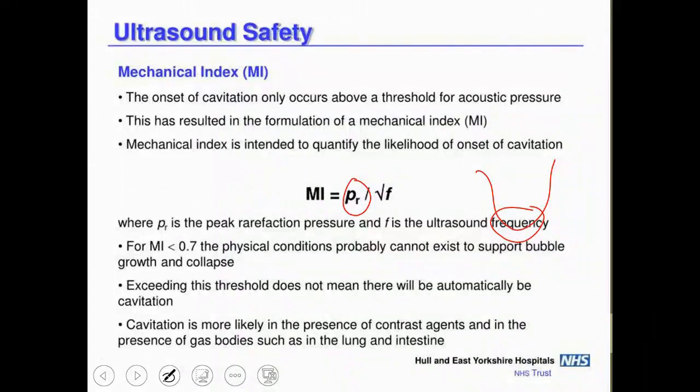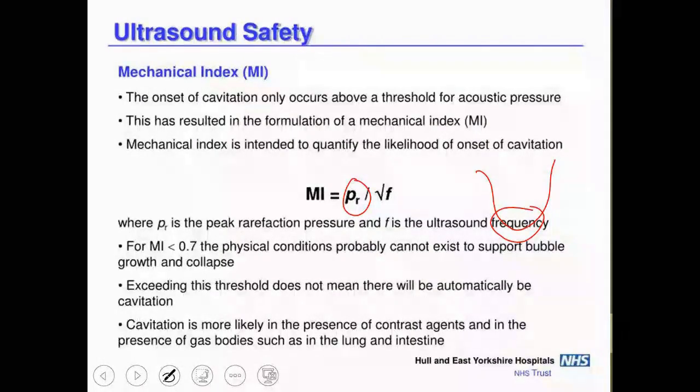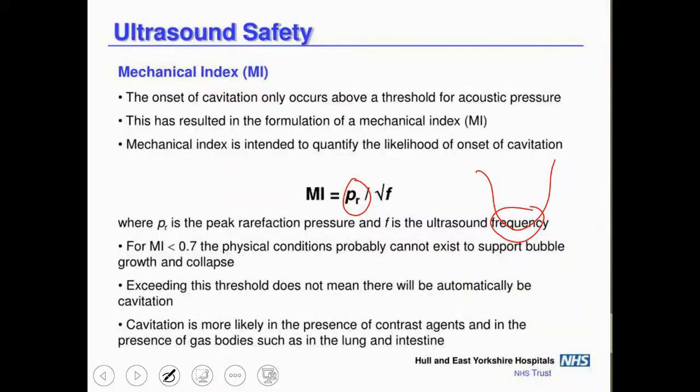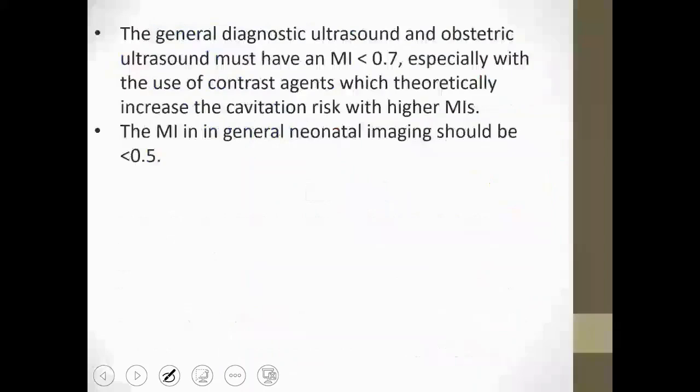So it tells you that you have a threshold. Do not exceed 0.7. This is the threshold that you should not exceed to avoid the occurrence of cavitation, or the explosion of micro air bubbles. In neonatology, they said 0.5, and for general ultrasound, 0.7. Is that understood? Okay, understood.